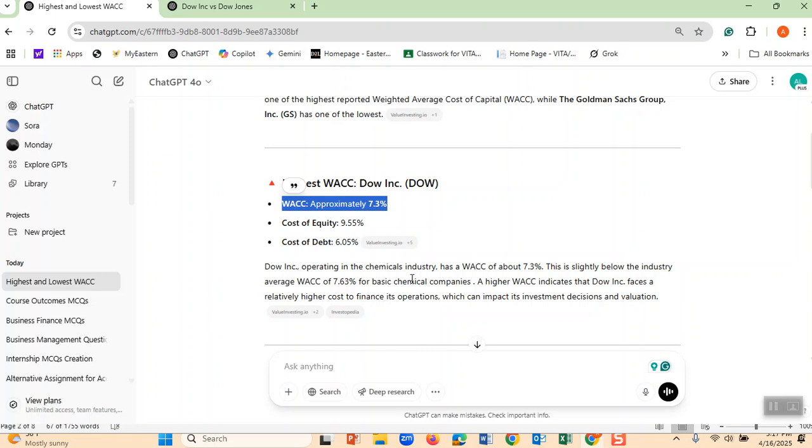I asked ChatGPT to see which company has, here it is. Do you see the cost of debt? When they borrow, they have to pay 6%. When they issue shares, for example, the new shareholders are expecting 9.55%. On average, it becomes 7.3%.